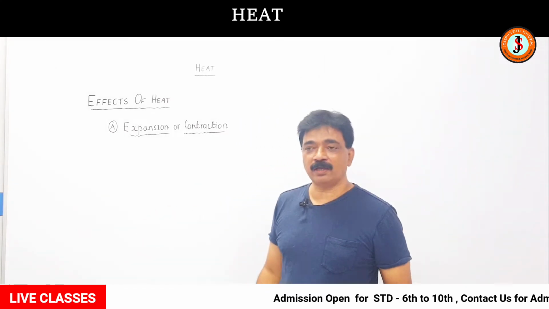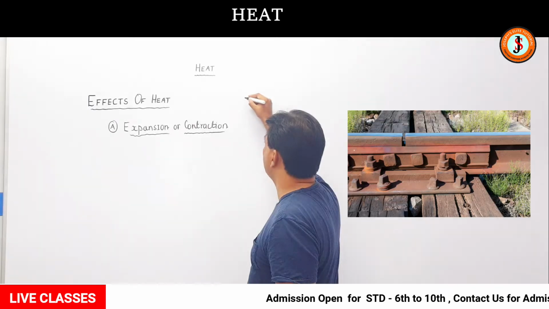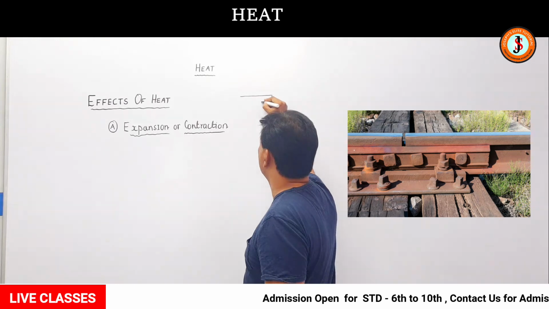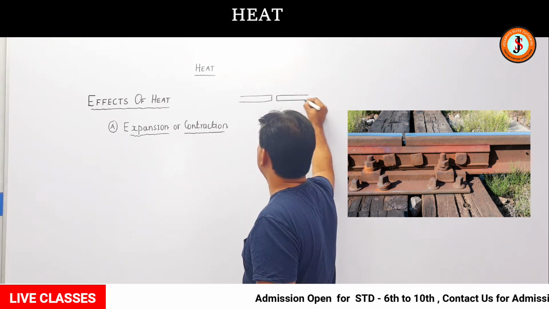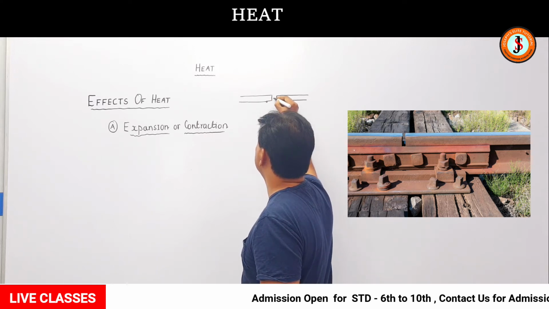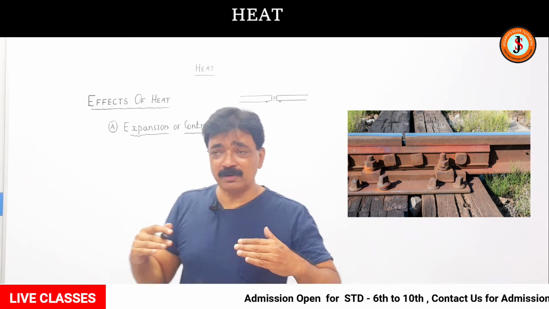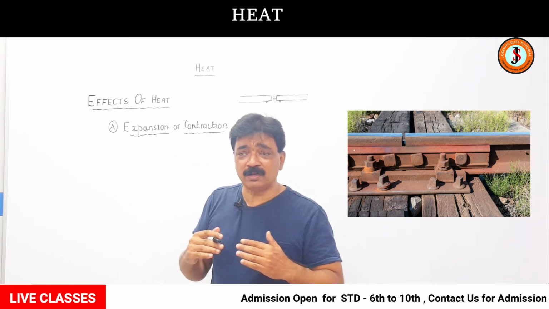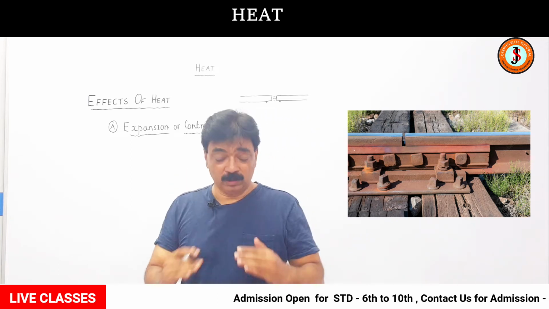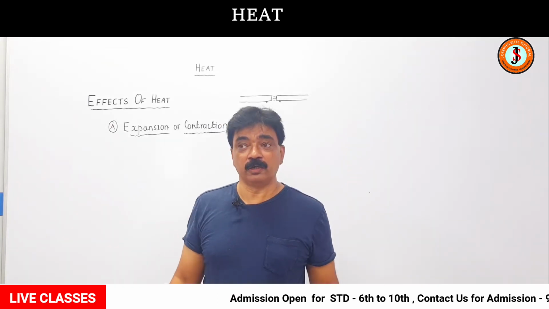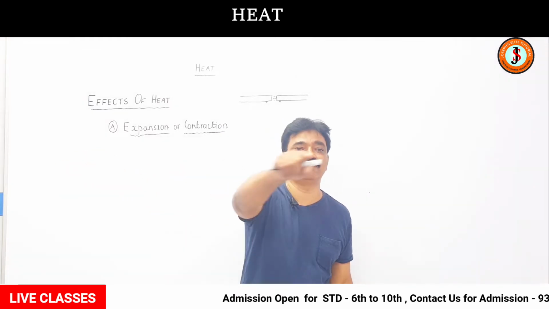Most of the time when you go near the railway lines, you will see the railway tracks are not continuous. In between there is a break and a gap. In the summer season, when the track expands, both the tracks will almost touch, but they will never overlap each other. If it was continuous, because of the expansion, the track would distort.